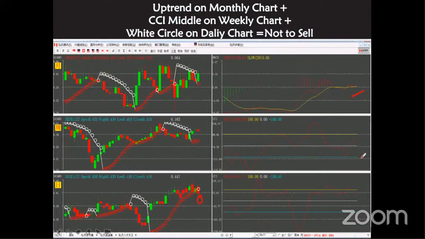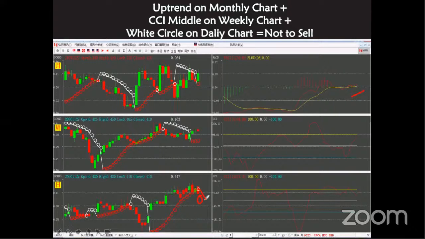The answer is we don't need to sell, since it is still very safe for us, on both the weekly chart and the monthly chart. The monthly chart still shows this counter is in a long-term uptrend, and the medium term is still in the safe area because the line is still below the yellow line. So even though white circle sell points appear on the daily chart, if you are not a short-term trader, you don't need to sell for these selling points, which means you can still hold it.